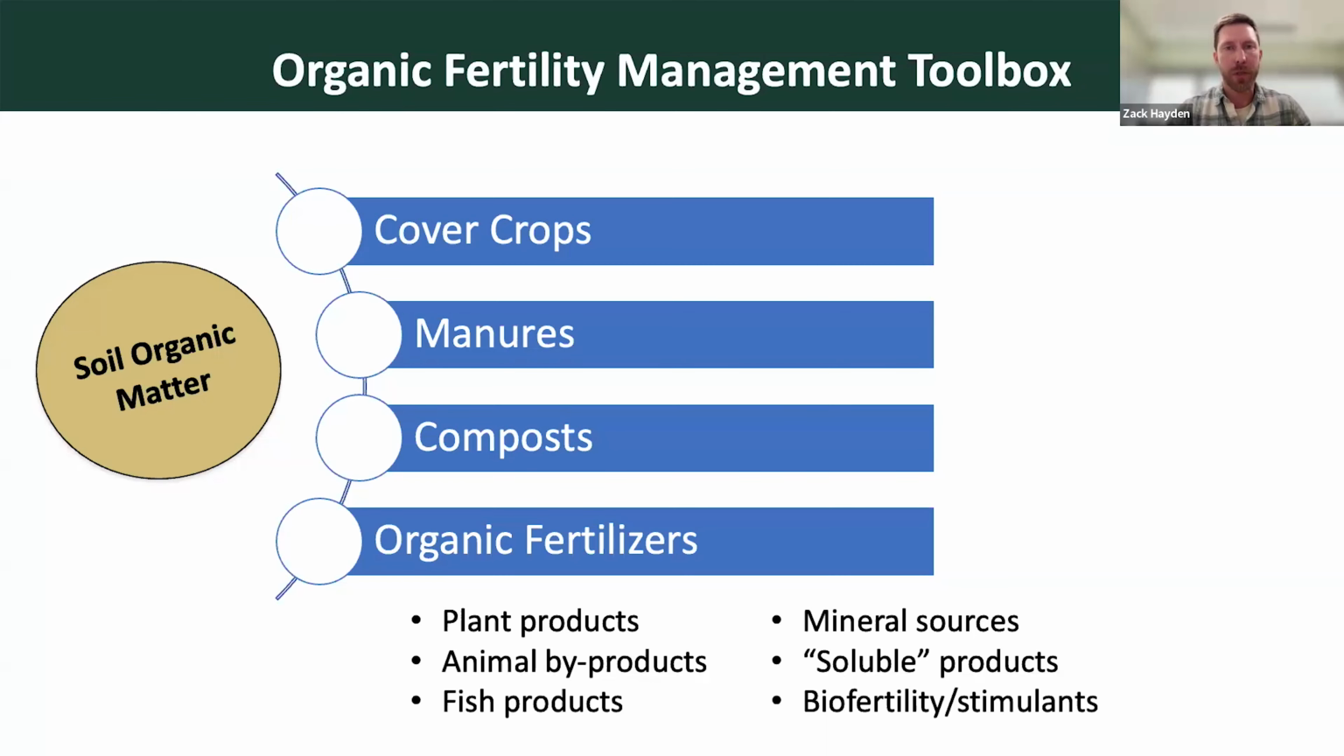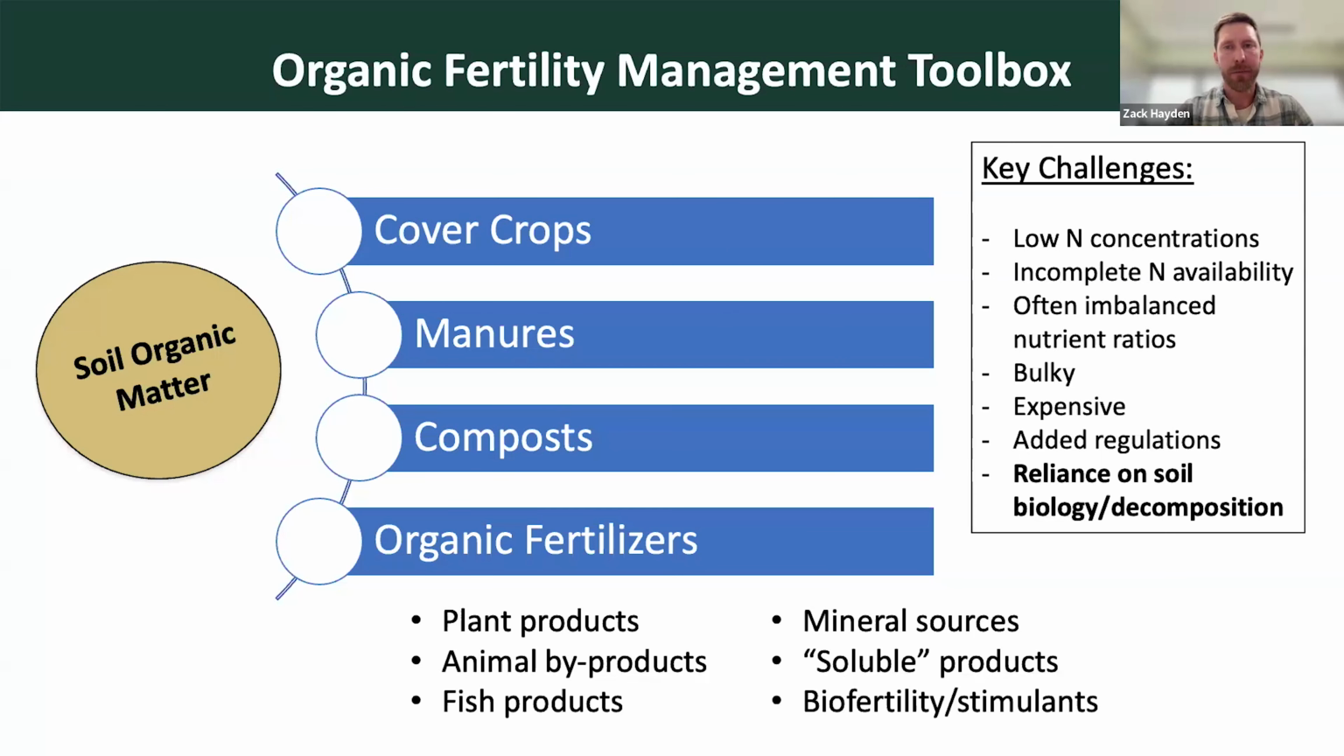So the amendments we're interested in for organic fertility management. First, you have native soil organic matter. A lot of times we're trying to build that organic matter over time so it can provide nutrients in the future. But then we're also looking at things like cover crops, manures, compost, and a whole host of organic fertilizers, which I've listed here, that range from plant products, animal byproducts, fish, some mineral sources that we'll talk about later, some of which are soluble, some of which aren't, and just a wide diversity and many combinations of these products as well.